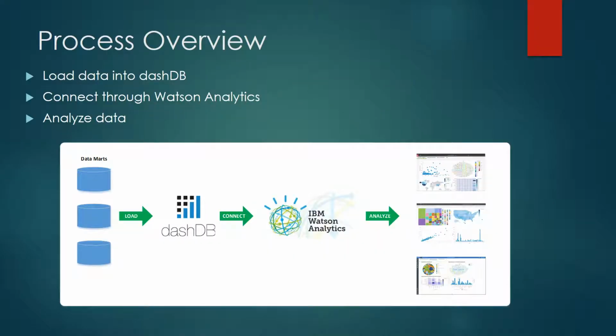For this segment, we're first going to review the process overview. In this, we're going to start off with some raw data. We're going to load it into a dashDB service instance on Bluemix. We're going to then use Watson Analytics and connect to this dashDB. And then finally, we're going to analyze the data that's part of that data set.